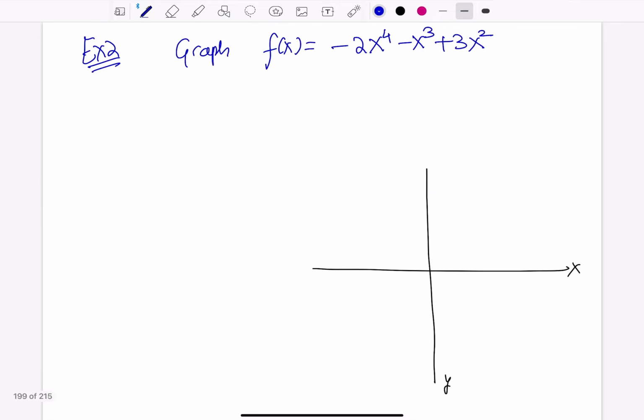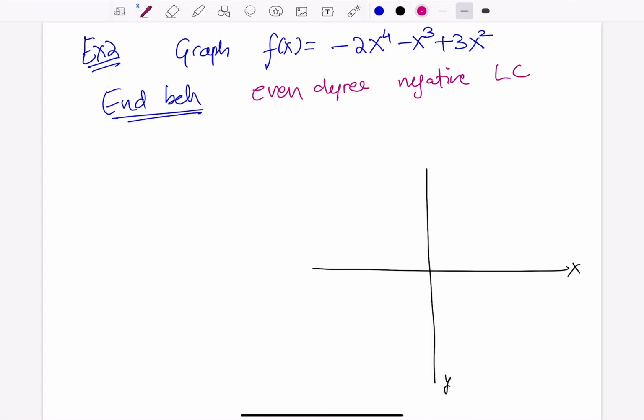Let's see another example. This one, we have negative 2x to the 4th minus x to the 3rd plus 3x squared. So let's go ahead and figure out the end behavior first of all. The end behavior of the graph, it's an even degree and negative leading coefficient. That means my graph's end behavior is going to go down in both far left and far right directions.